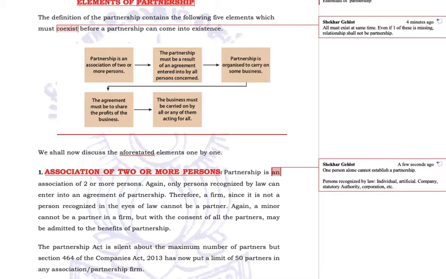These are individual entities, recognized by the law, though they are artificial, plus individual, which is a real legal person. They can be a partner of a partnership firm. Otherwise, not.